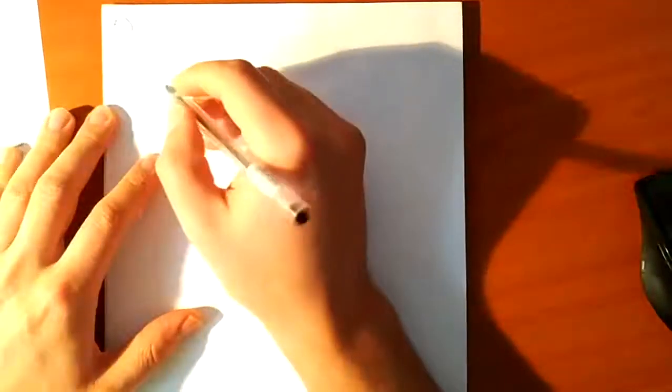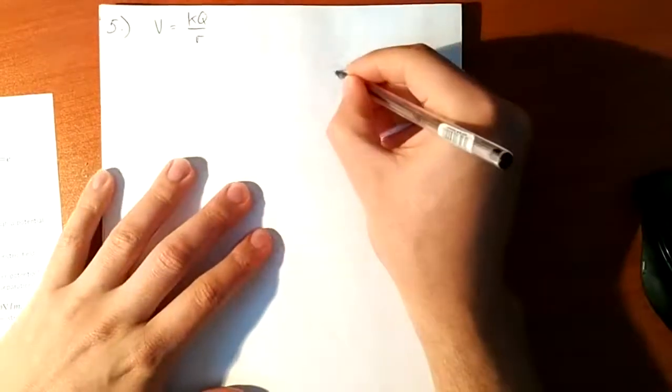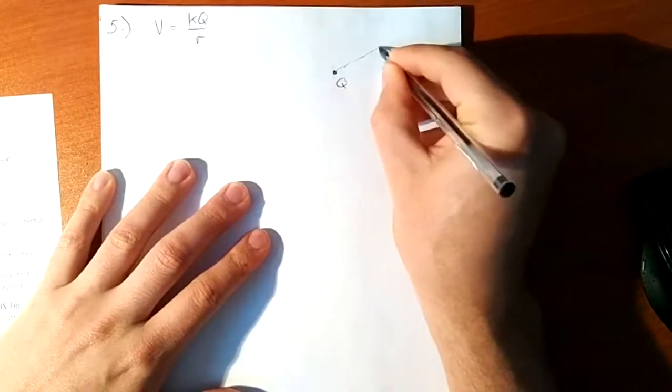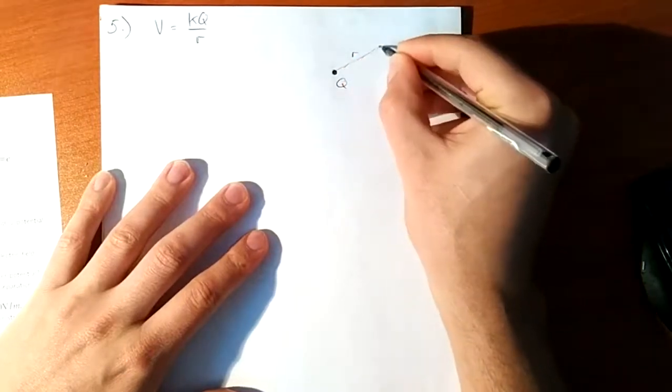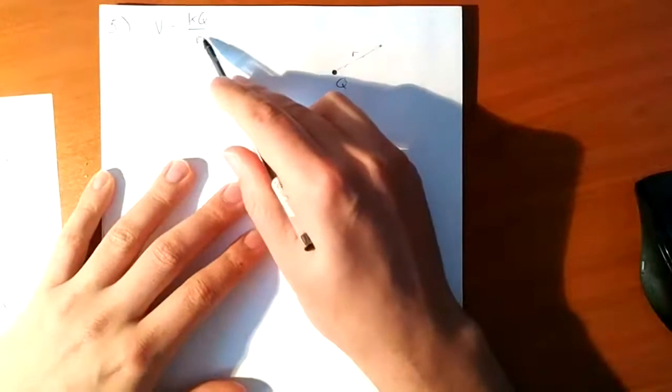For potential of point charges, we just use the formula V equals kQ over r. So that means you've got a certain point charge here, you're a certain distance r from it, and then the potential at that point is given by this.